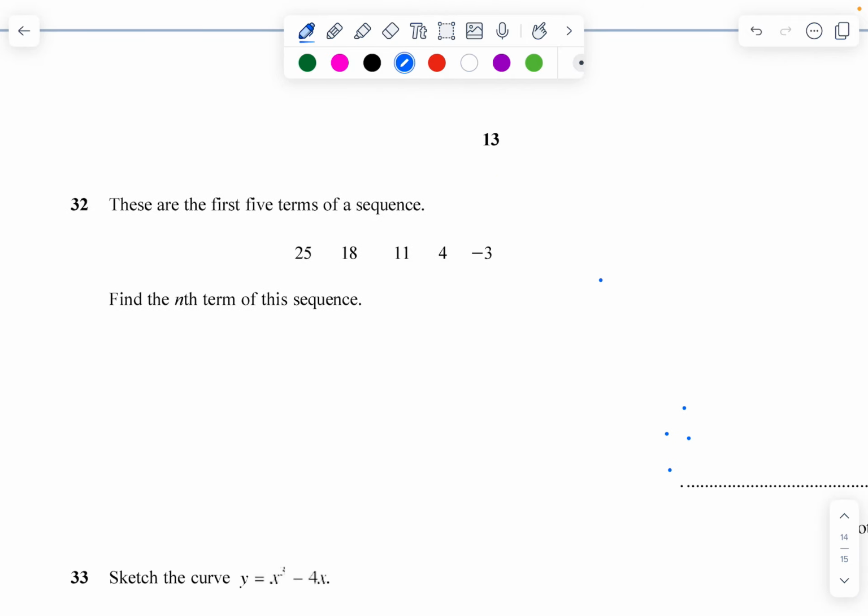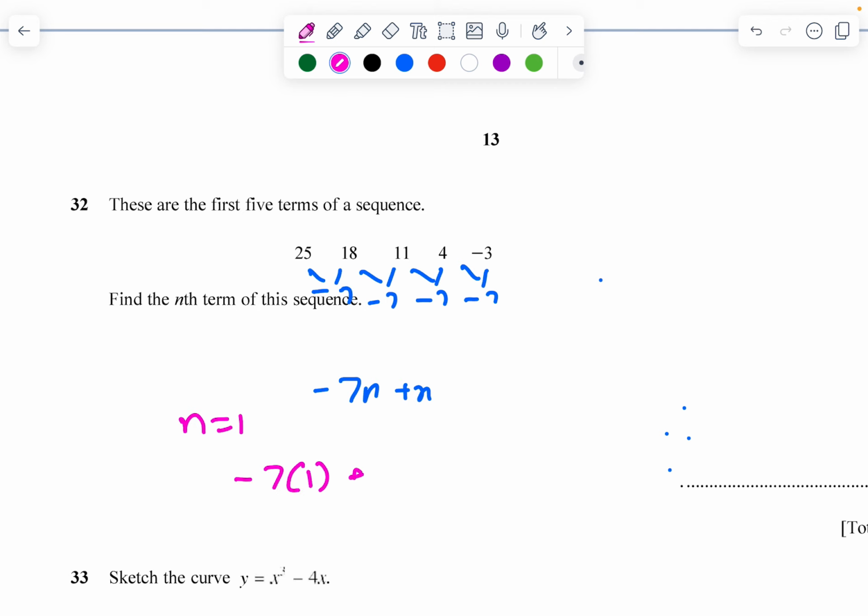Then these are the first 5 terms of a sequence. Find the nth term of this sequence. So this is negative 7, negative 7, negative 7, and negative 7. So it has to be minus 7n plus x. Now when n equals 1, minus 7 times 1 plus x should equal 25. So x equals 32. So it is 32 minus 7n.